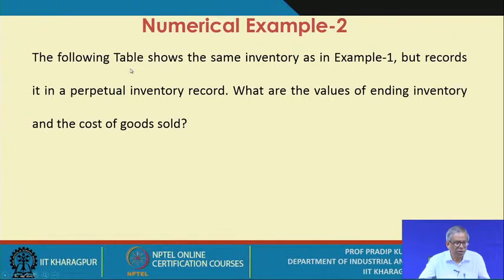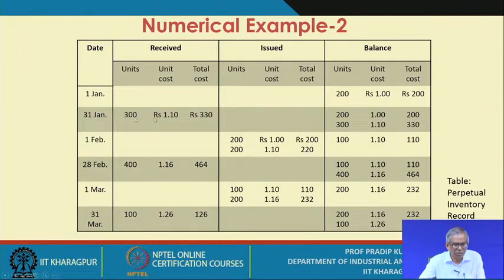Now, here you find that the following data shows the same inventory as in example 1. That means you refer to the same table, but record it in a perpetual inventory. Okay. So, now we are moving from the periodic to the perpetual record. What are the values of ending inventory and the cost of goods sold? So, here you note down all these transactions. That means there are 3 columns: one is the received column, another is the issued column, and then you have the balance one.